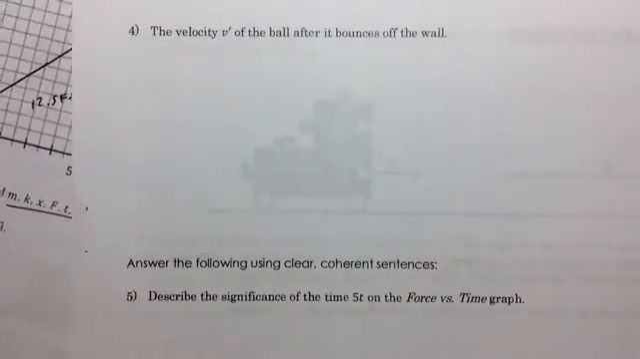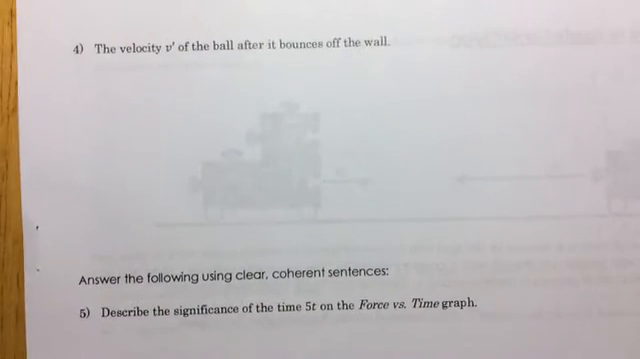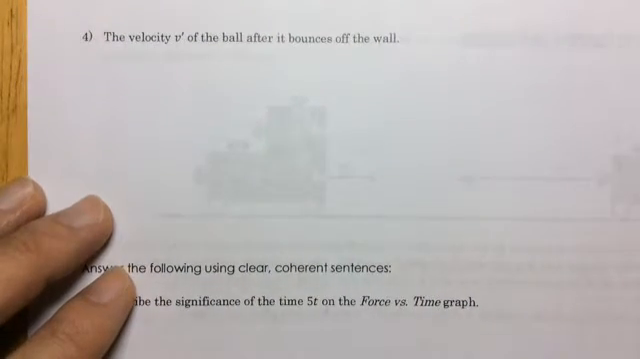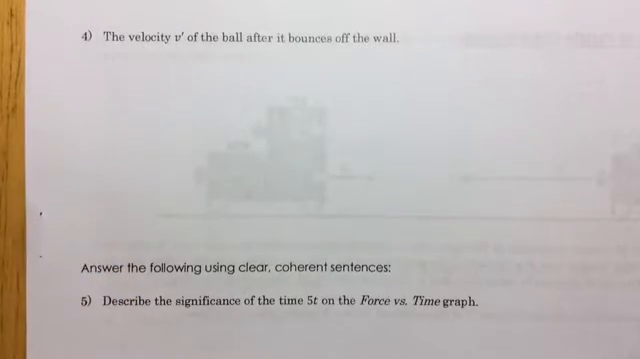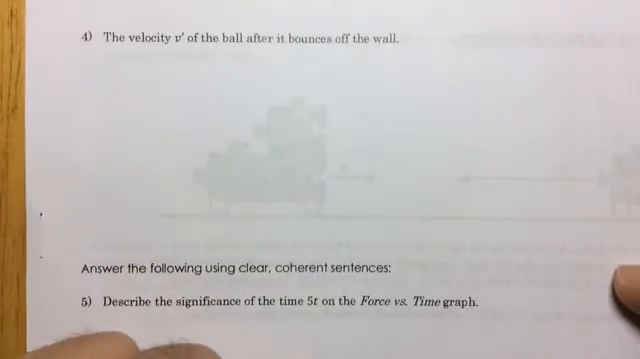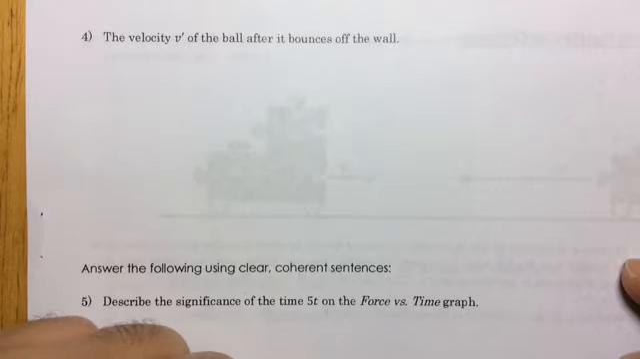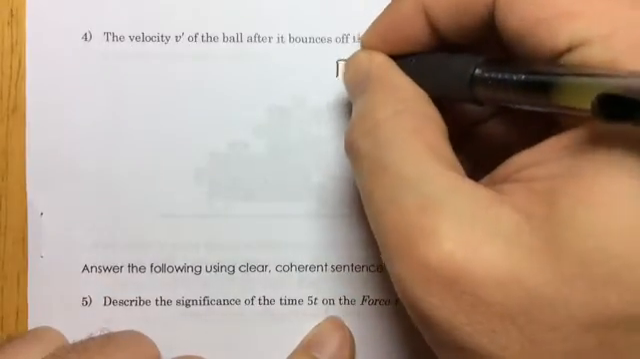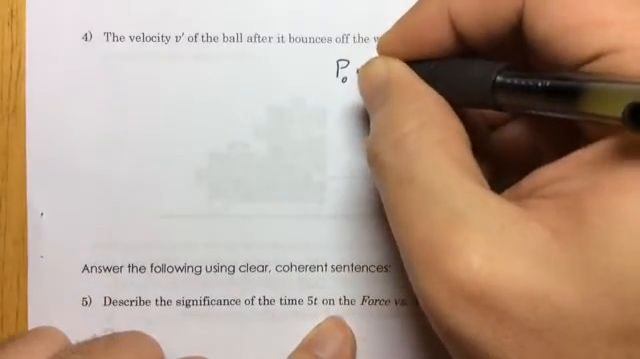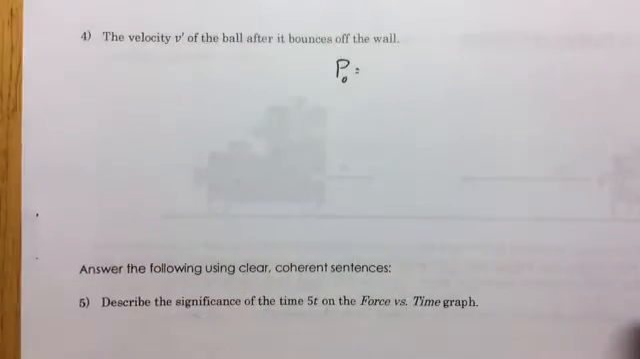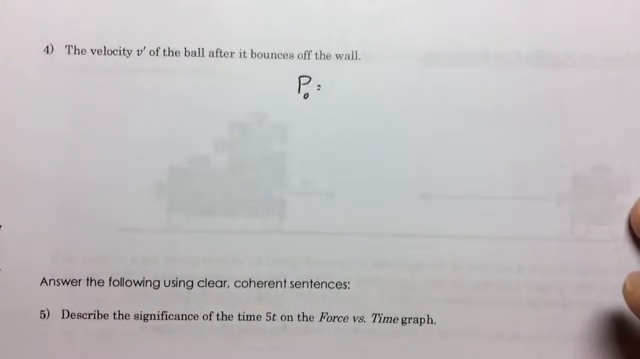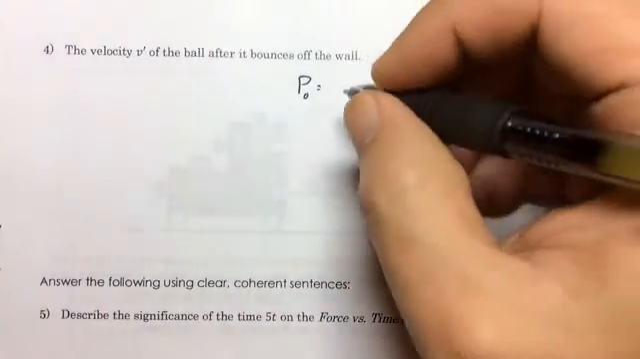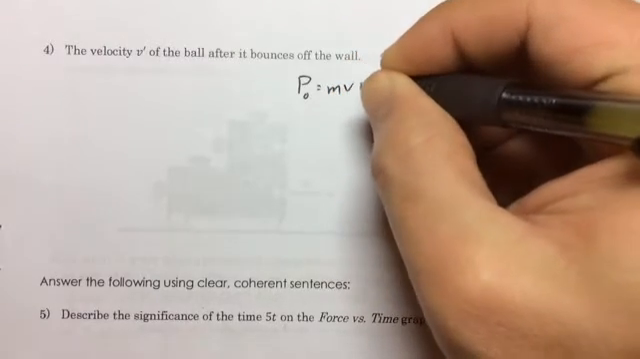Use my other paper. It says the velocity v prime of the ball after it bounces off the wall. So let's see. The velocity v prime of the ball after it bounces off the wall. So it's a collision, so we probably need to use momentum. Let's talk about the initial momentum is equal to something, because that might help us find the final velocity if we know the final momentum. The initial momentum is going to be mv.